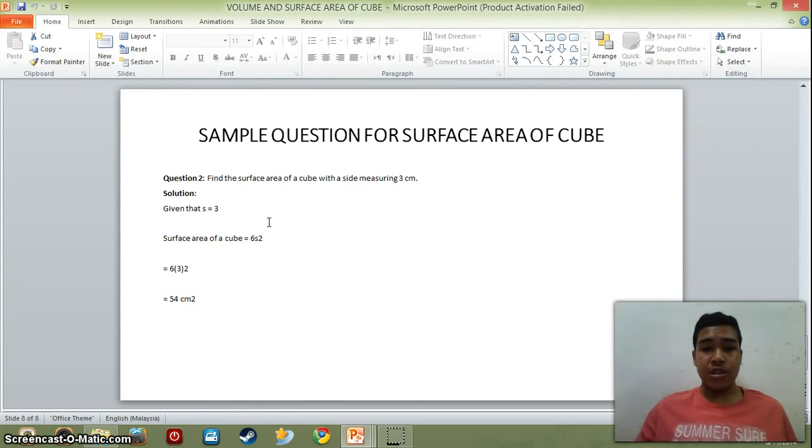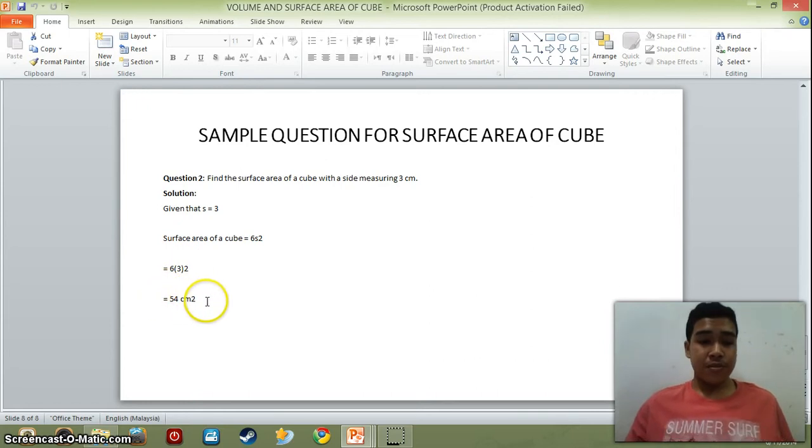The second question for the surface area: we need to find the surface area of a cube with a side measuring 3 centimeters. The solution: given that s is equal to 3, the surface area of a cube is 6s squared. So 6 times 3 squared, and the final answer is 54 centimeters squared.